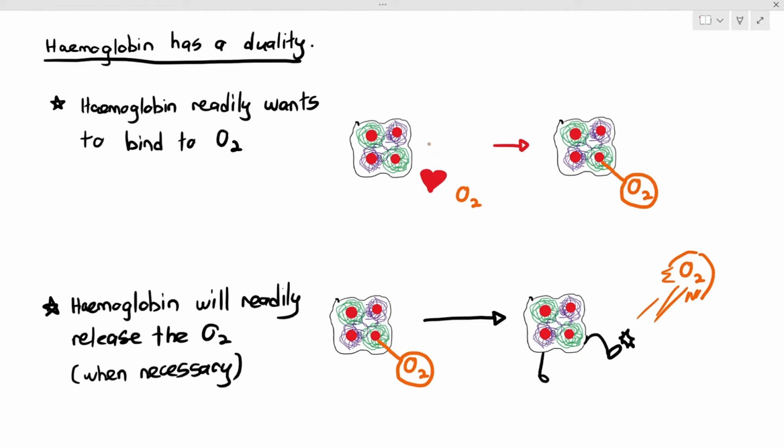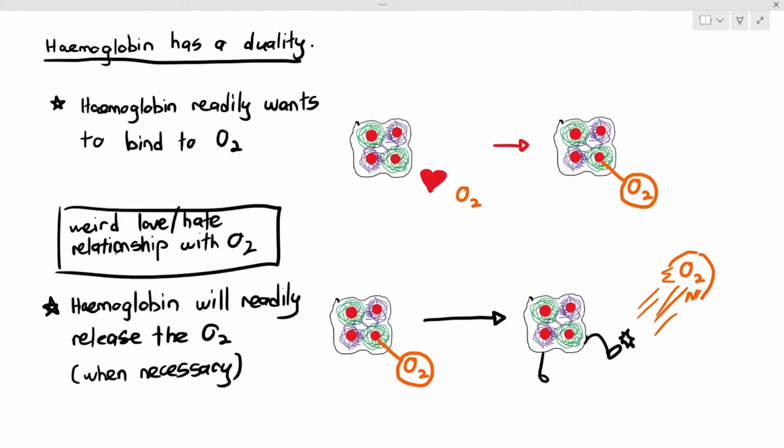So this hemoglobin actually has a kind of weird love-hate relationship with oxygen, where it loves oxygen and wants to keep on to the oxygen, but it also, I guess you can say, hates oxygen, and wants to kick the oxygen or let go of the oxygen when possible. So that is what I meant when I said that hemoglobin has a duality. Now, why is this duality important?